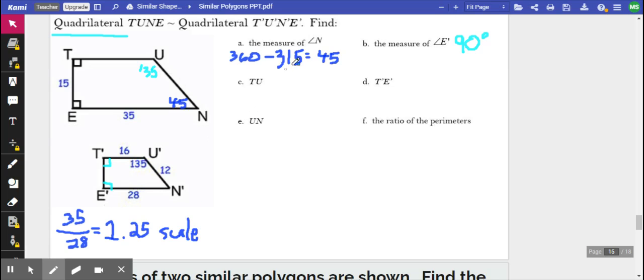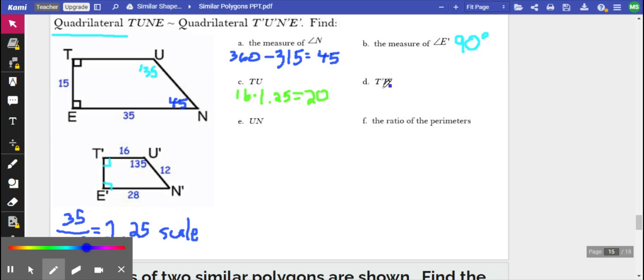The first one we need to find is TU. So I can do 16 times 1.25 to get that answer. 16 times 1.25 is going to be equal to 20. So TU is going to be equal to 20.